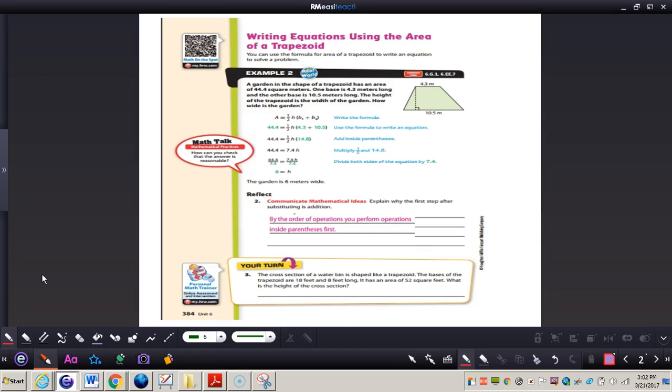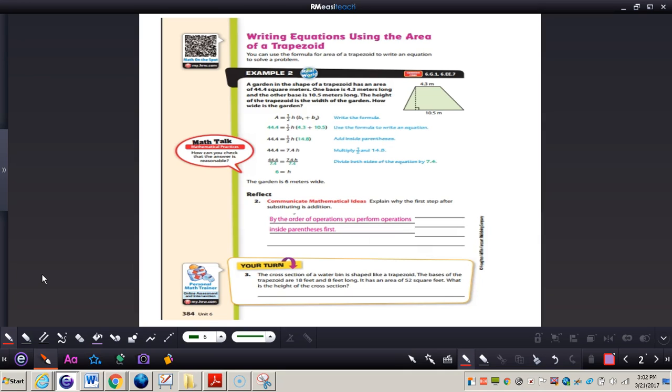One base is 4 and 3/10 meters long, the other base is 10.5 meters long. The height of the trapezoid is the width of the garden. How wide is the garden? So we have an unknown measurement that we need to figure out.